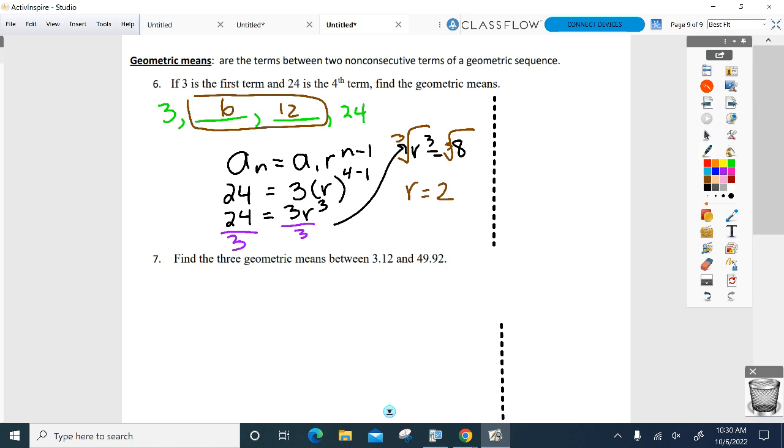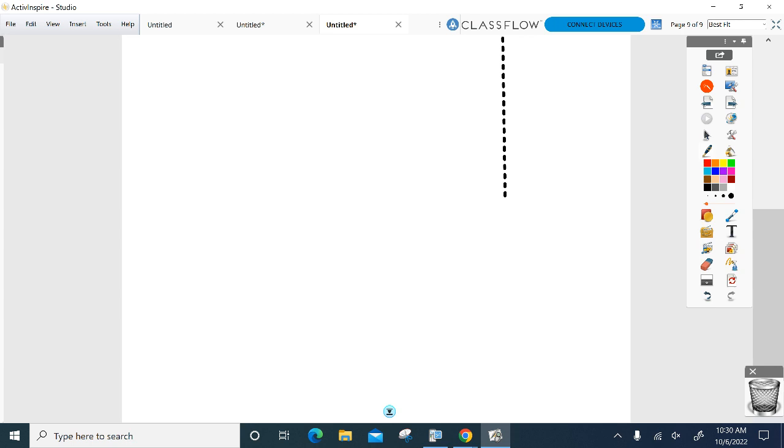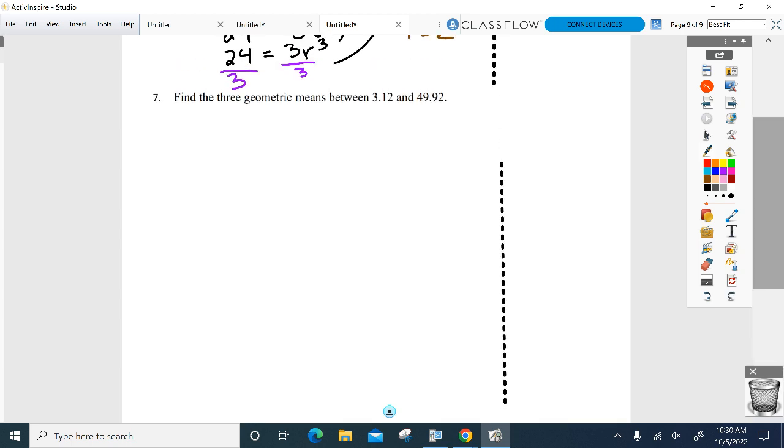All right, the only reason I'm going to do one more with you is because I want you to know where to go on the calculator when it gets to this point. So now 3 means in between those two numbers. 3 means in between 3.12 and 49.92. So now I'm looking for 3 in between. I just want to make sure we're clear where to go on the calculator in case it ever gets to this point.